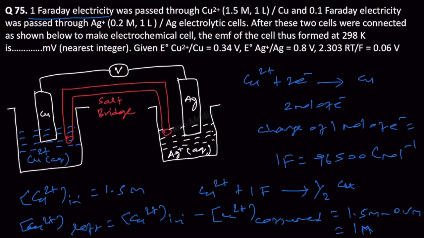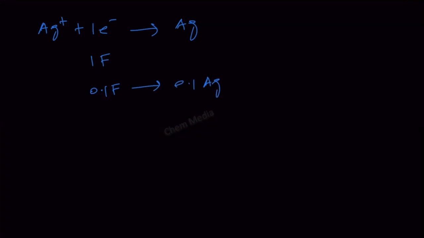So that's the new concentration of Cu2+. Likewise, we have Ag+. If Ag+ gains 1 electron, then it would become Ag. But for that, 1 Faraday is required. But how much are we passing? Only 0.1 Faraday. That's what is given in the problem, isn't it? So if we are passing only 0.1 Faraday, we will get 0.1 Ag.